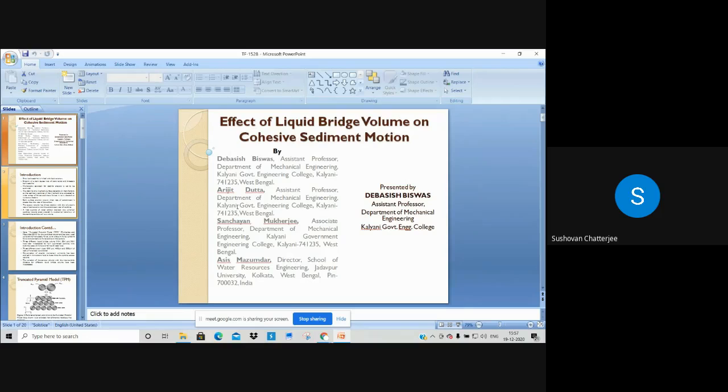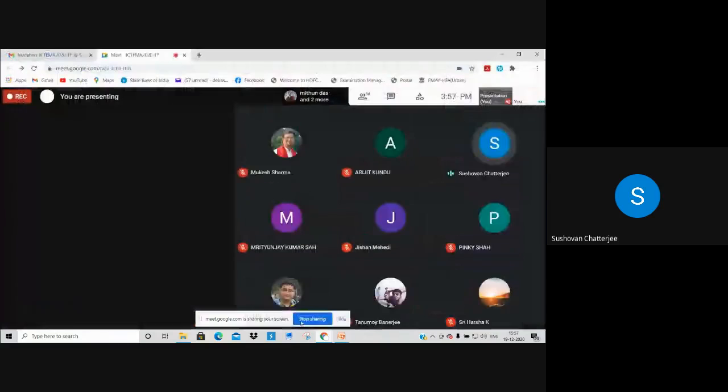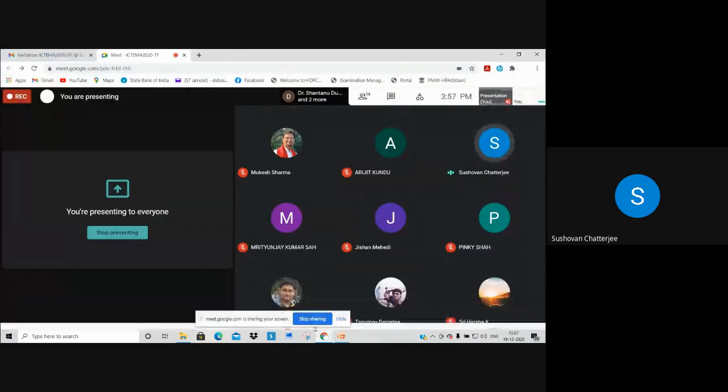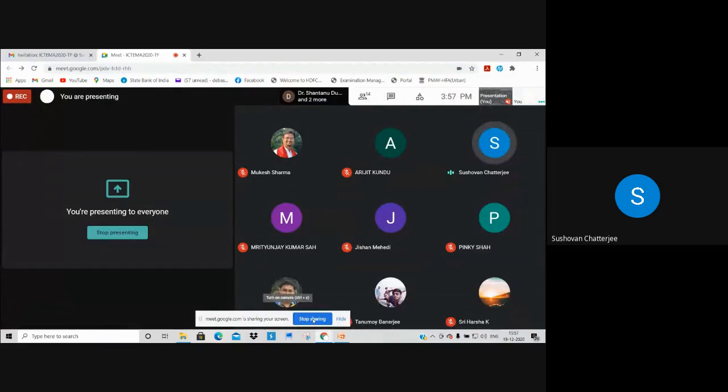What we have seen here is that whether the water level is rising or falling, escape velocity is always decreasing with the increase in particle size. That is the major thing we have noticed here.